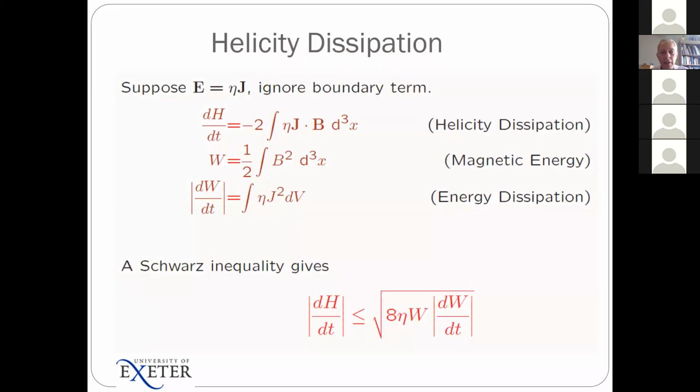Okay, so helicity dissipation rate is, if you're just looking at pure dissipation, and we're ignoring the boundary term for dissipation, because in high magnetic Reynolds number plasma that might be small. And what this slide does is show you that the helicity dissipation is bounded by the energy dissipation. So you need a certain amount of energy loss to actually have net helicity loss due to dissipation.